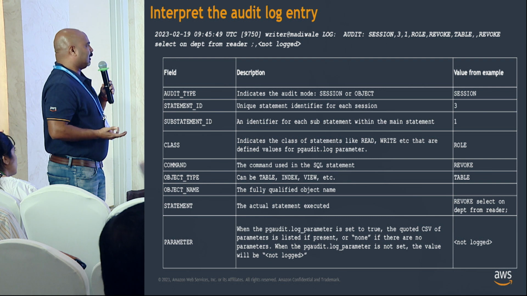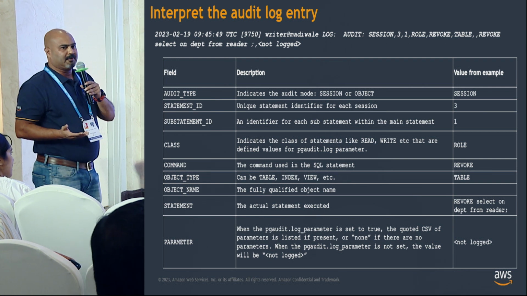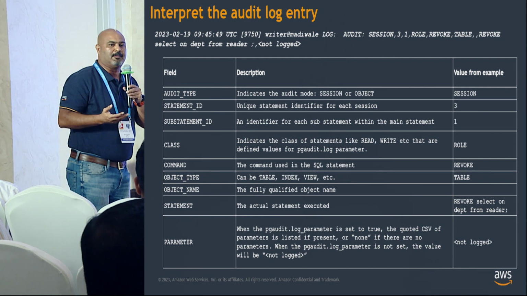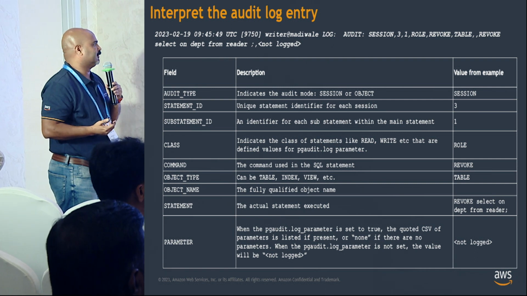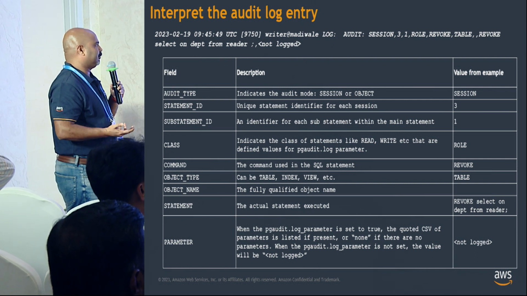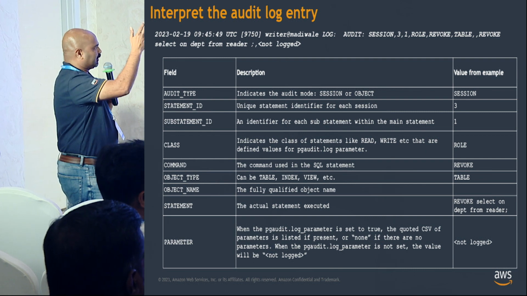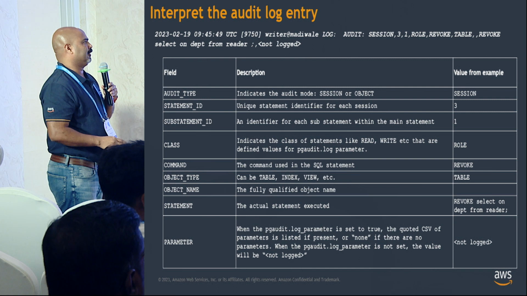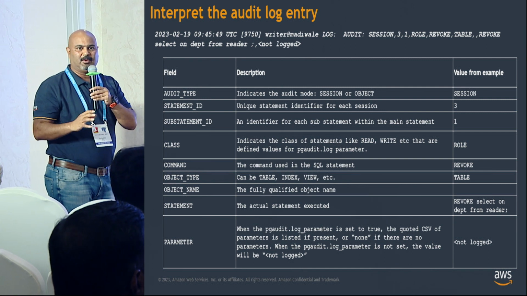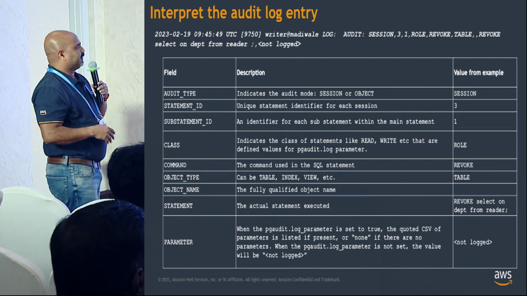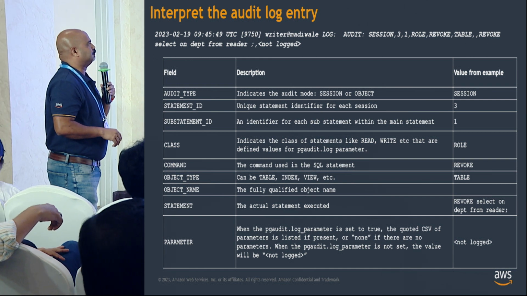Okay, then you have the command statement, the object type, because you also want to know what kind of an object the grant or revoke was given to, the object name, the statement, and the parameters you want to pass to it. So on the right, the value from the example, this is how it would look like. We will see a live demo, and my colleague Rajesh is going to show all of that.